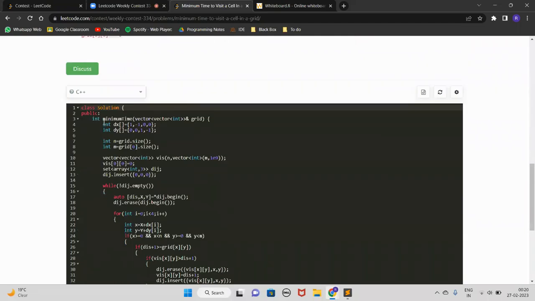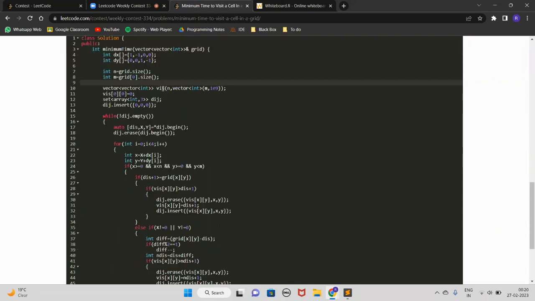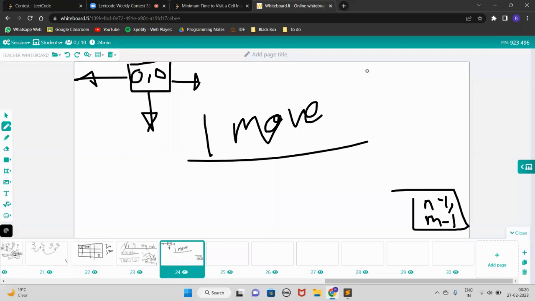For implementation, what we will be doing is storing all of the four movement types, meaning going up, going right, going down, going left, in an array of size 4. Then we will be finding out the size of the grid, the number of rows and the number of columns. After that, we will be making a visited grid or matrix, in which initially every value will be equal to infinity, because initially we have not visited any cell.